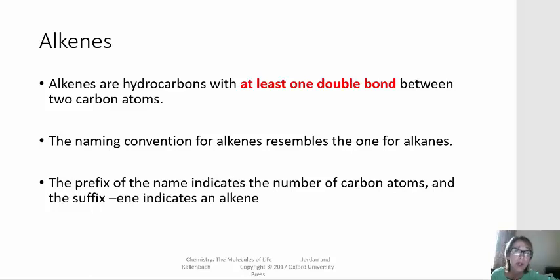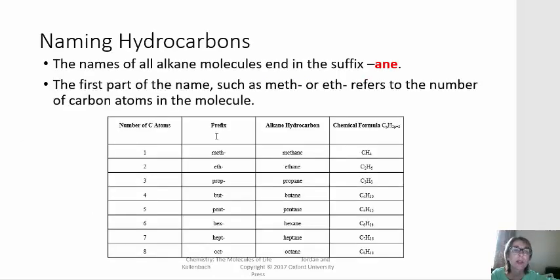Alkenes are a type of hydrocarbon, so compounds made only of carbon and hydrogen that have at least one double bond. And the naming convention for alkenes is similar to that for alkanes. So the number of carbons is represented by this prefix, but rather than end in -ane, alkenes end in -ene.